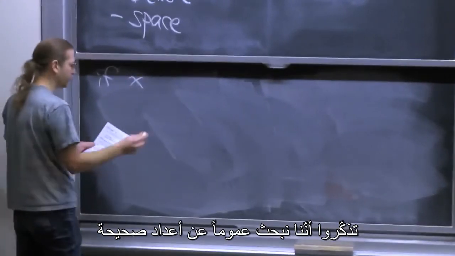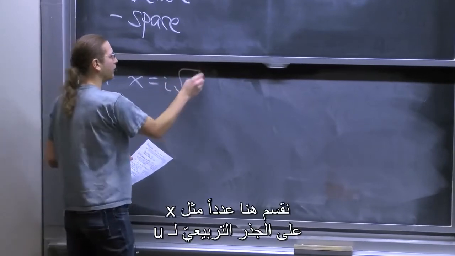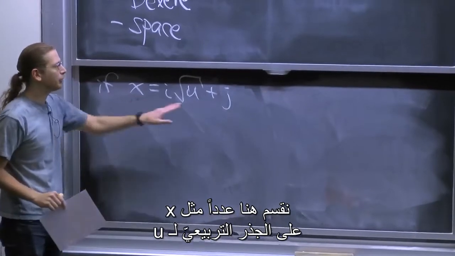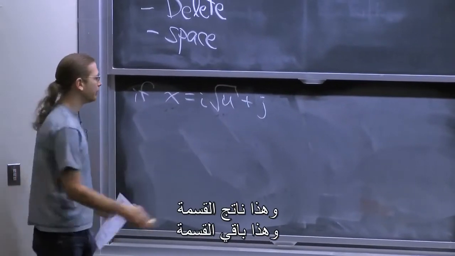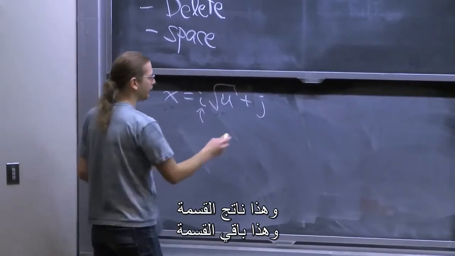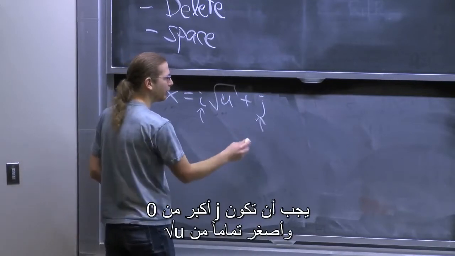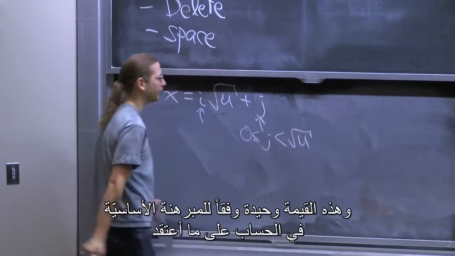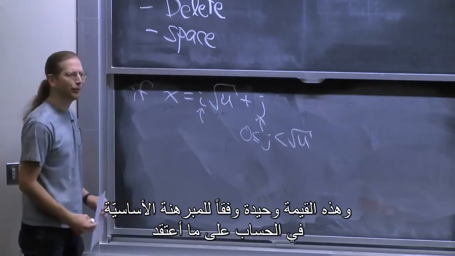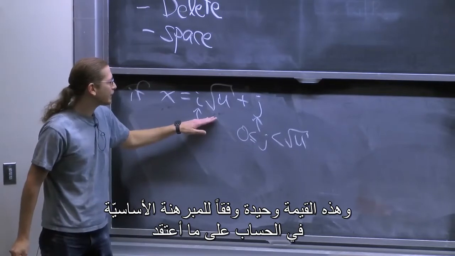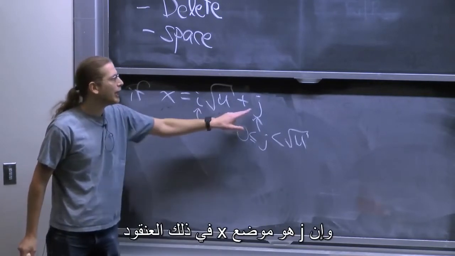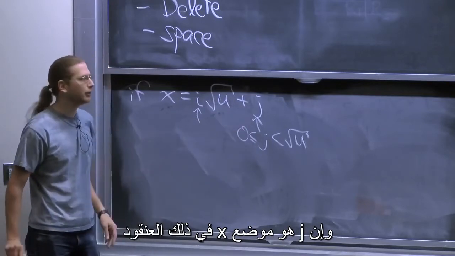In general, remember the things we're searching for are just integers. And what we're talking about is essentially dividing an integer like x by square root of u. So this is the quotient, and this is the remainder. I want j to be between 0 and strictly less than square root of u. Then this is unique, by the fundamental theorem of arithmetic or something. And i is the cluster number, and j is the position of x within that cluster.